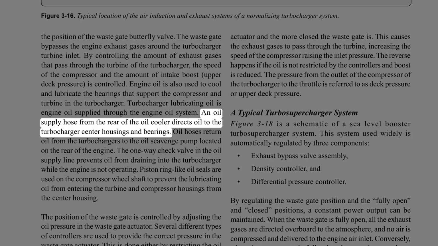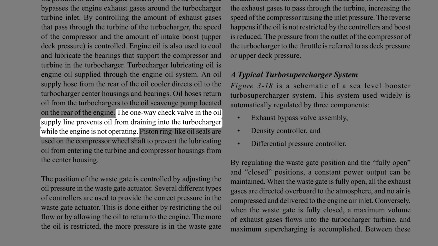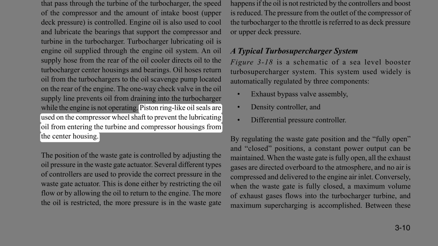An oil supply hose from the rear of the oil cooler directs oil to the turbocharger center housings and bearings. Oil hoses return oil from the turbochargers to the oil scavenge pump located on the rear of the engine. The one-way check valve in the oil supply line prevents oil from draining into the turbocharger while the engine is not operating. Piston ring-like oil seals are used on the compressor wheel shaft to prevent the lubricating oil from entering the turbine and compressor housings from the center housing.